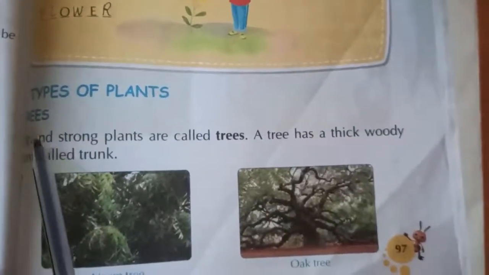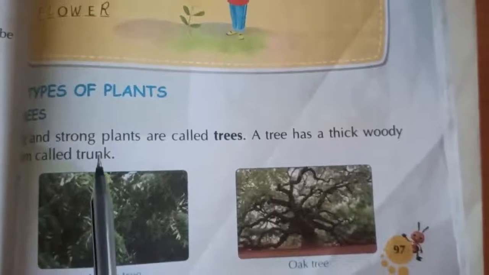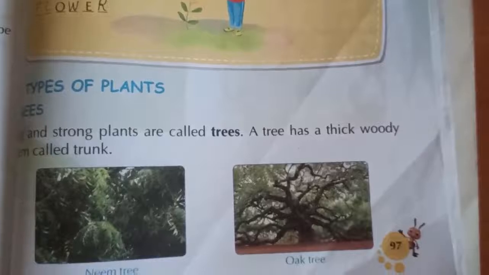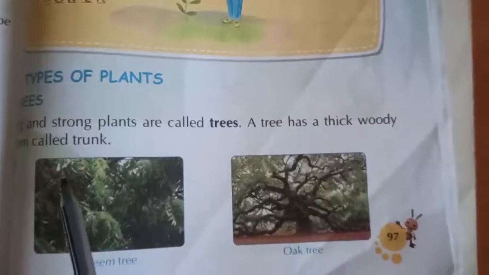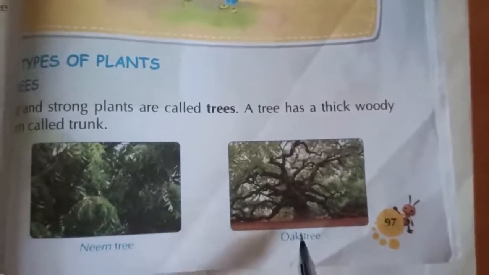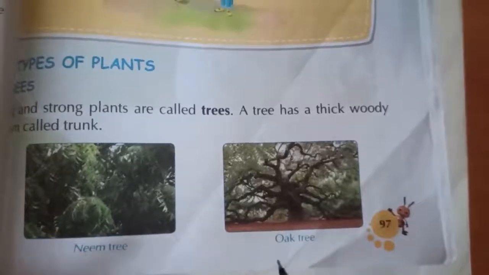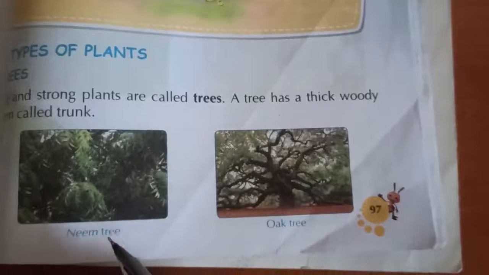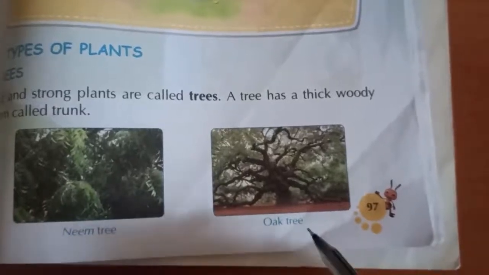So what did they tell at the beginning? The first type of plant is trees. Trees are big and long plants. They have a thick woody stem. It's called trunk. We see that near our house there are so many big plants. They are called trees, like neem trees, oak tree.